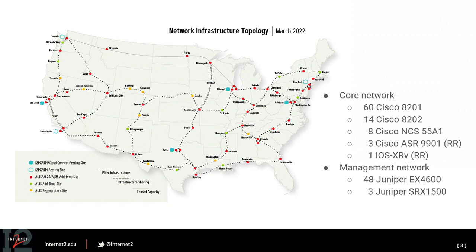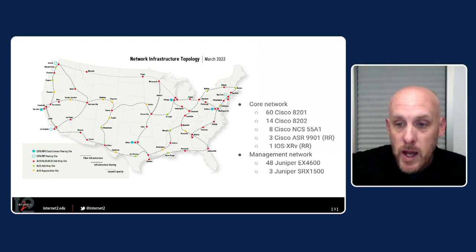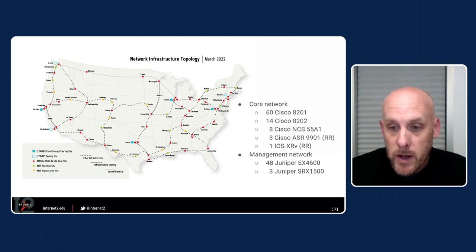We also have a handful of Cisco NCS gear at our Cloud Connect peering sites and ASRs and XRVs for route reflectors. We also run a parallel management network based on Juniper hardware, the QFX and the SRX 1500. And we manage that with NSO, but I'm not going to focus on that for this talk.